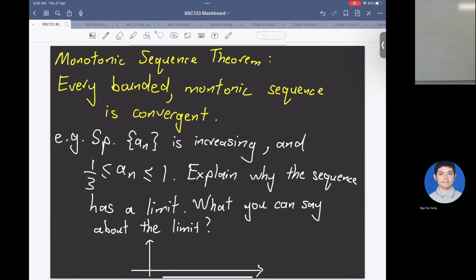You don't understand the question? What does it exactly mean? Okay. So do you know what sequence increasing means? And do you know what it means for n, less than or equal to 1 and greater than or equal to 1/3? Okay, you know that. So explain why the sequence has a limit. Do you know what it means that the sequence has a limit? Okay, so why does it have a limit?